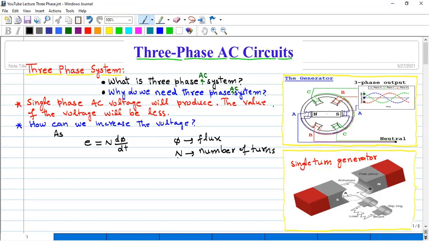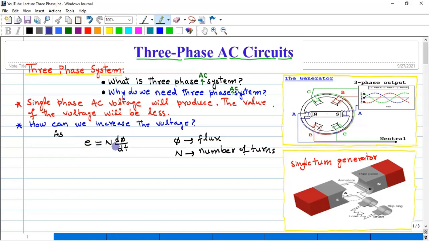As you can see in this equation, the relationship between the induced voltage and the number of turns is directly proportional. So the answer of this question is, we can increase the voltage by increasing the number of turns. If we want to increase the value of the single phase voltage, we can do so by increasing the number of turns, because the relationship between the number of turns and the induced voltage is directly proportional.